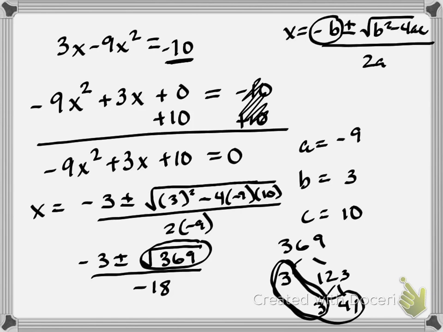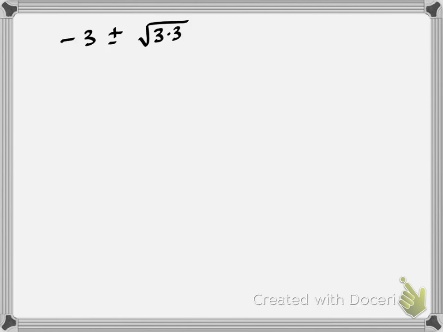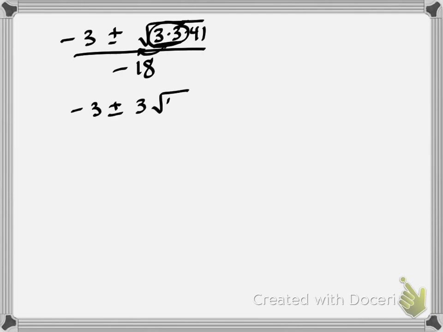Okay, so I'm going to rewrite that. Let's go to this next page. I'm going to rewrite this. Negative 3 plus or minus the square root of, and then we said we would write it like this, 3 times 3 times 41, all over negative 18. And so we did have a pair that came out. And remember that when we pulled those out, this is like square rooting 9, because 3 times 3 is 9. So it'd be plus or minus 3 square root 41 over negative 18.